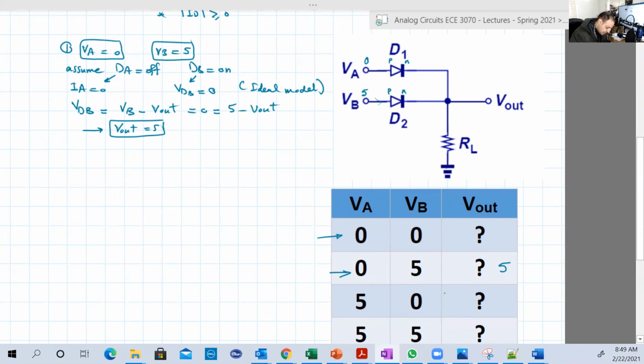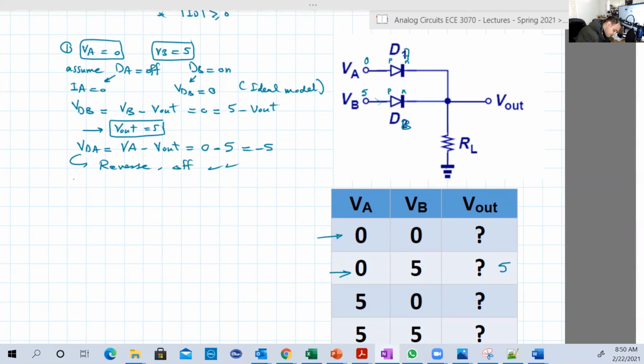Okay. Now let's check if our assumption about DA is right or wrong. So VDA, okay, let's call this DA and DB here, is equal to VA minus V out. VA is 0, V out is 5. So it's minus 5, it's reverse or off. So our assumption is correct. Okay.